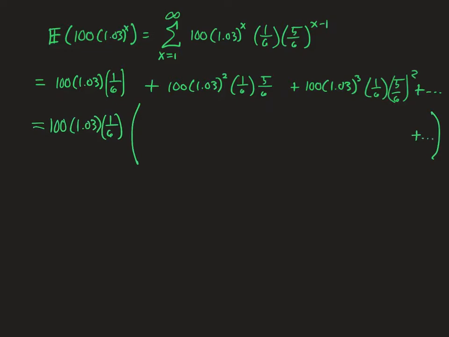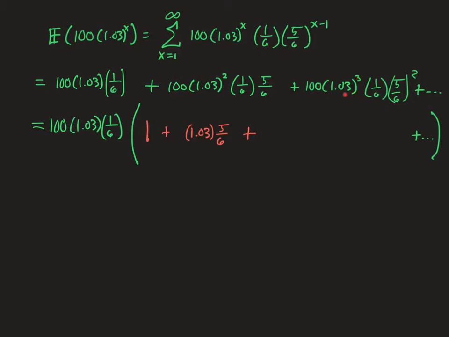We should still have an infinite summation here. We'll definitely have a 1 in the first term. And let's see what's left over in this second term. The 100 is going to disappear, the 1/6 will be gone, and 1 copy of 1.03 will be gone. So what we'll have here is 1.03 times 5 out of 6. And now let's take a look at the third term.